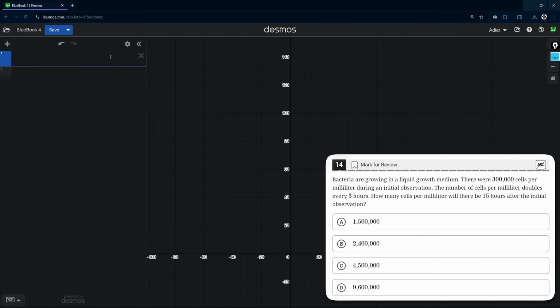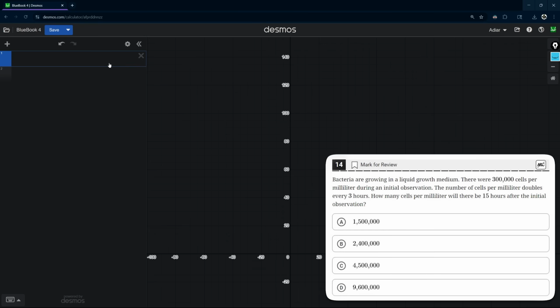Because we're dealing with a problem where the number of cells is doubling, something that's not acting linearly like a parabola. It's doubling or tripling, or some number being multiplied by the previous amount. We're dealing with an exponential function.